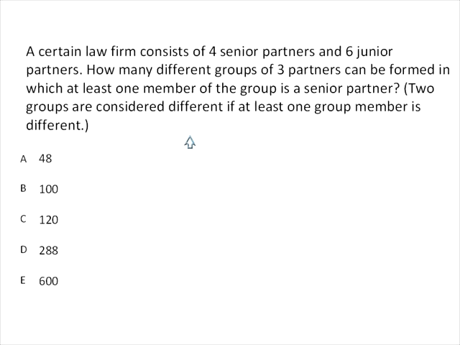Okay, let's have a look. A certain law firm consists of 4 senior partners and 6 junior partners. How many different groups of 3 partners can be formed in which at least one member of the group is a senior partner? So in this case, we can't really do this with a single calculation. Okay, we can try, but it's really not going to happen because this means that we're going to have multiple possibilities.